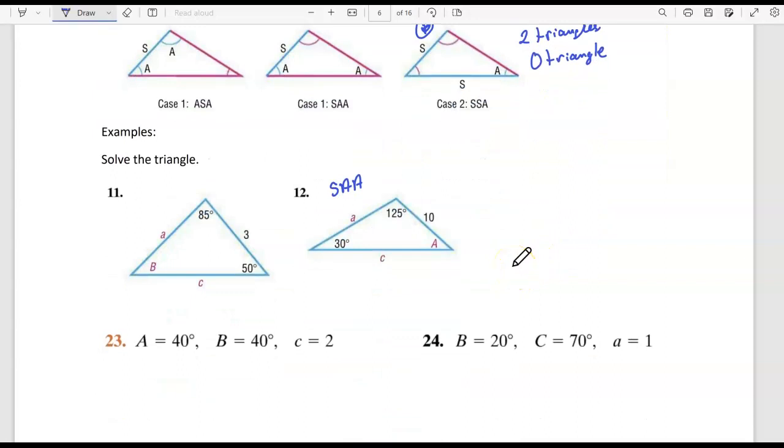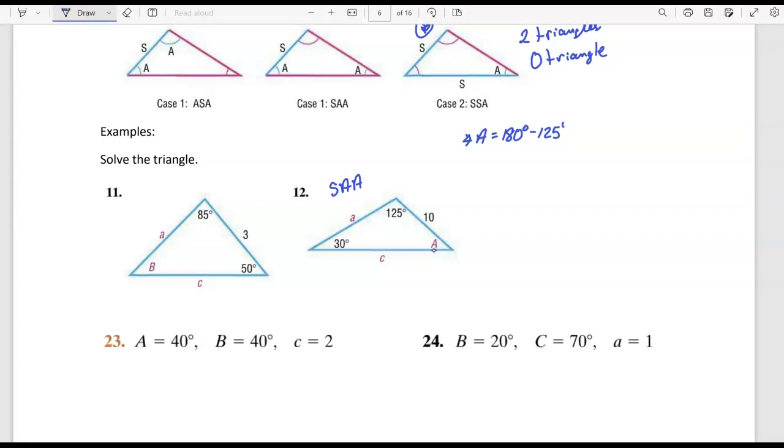So let's look at number 12. Now, we already know what angle A is going to be. We know that all of the angles have to add up to 180 degrees. So if we take 180 and I subtract 125 and I subtract 30, that would tell me what angle A is. So 180 minus 125 minus 30 is 25 degrees. So we know this is going to be 25 degrees.